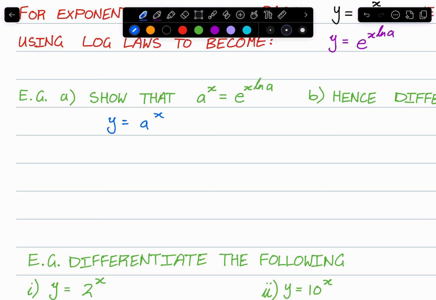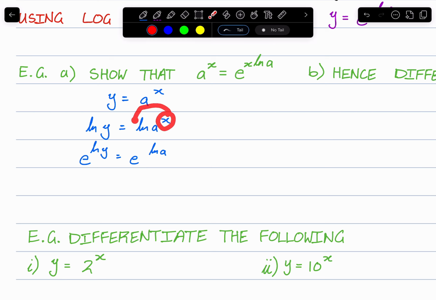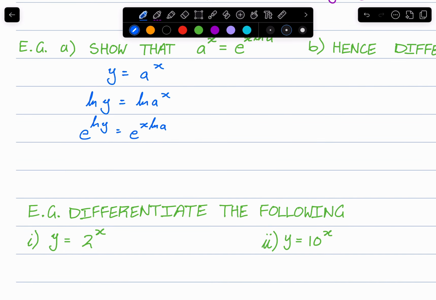Now, to make it become this, I'm going to take the ln of both sides first. By log laws, this x will go to the front. I'm going to do that in the next step. But now I'm going to take e to the power of both sides. So this will become e to the power of ln y equals e to the power of ln a. But just as I said, the x goes to the front. This becomes e to the power of x ln a.